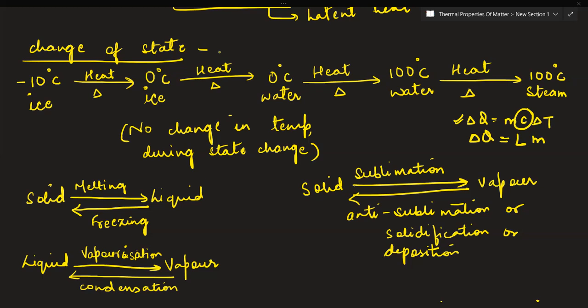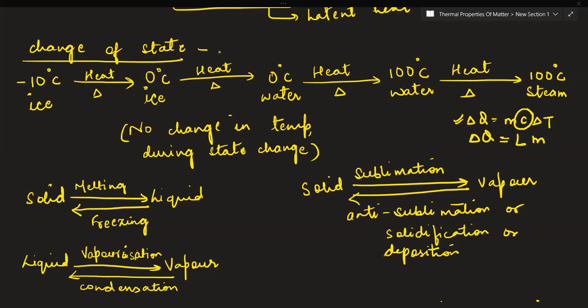When the temperature is constant, whatever heat is applied to change the state, that heat for 1 kg of substance is known as latent heat. So whenever there is a change of state, like if you apply heat further to 0 degree Celsius water, it will become 100 degree Celsius water. Again here the temperature is changing, so the heat required to raise the temperature from 0 to 100 degree Celsius for 1 kg of substance per degree Celsius is simply the specific heat that we have seen.